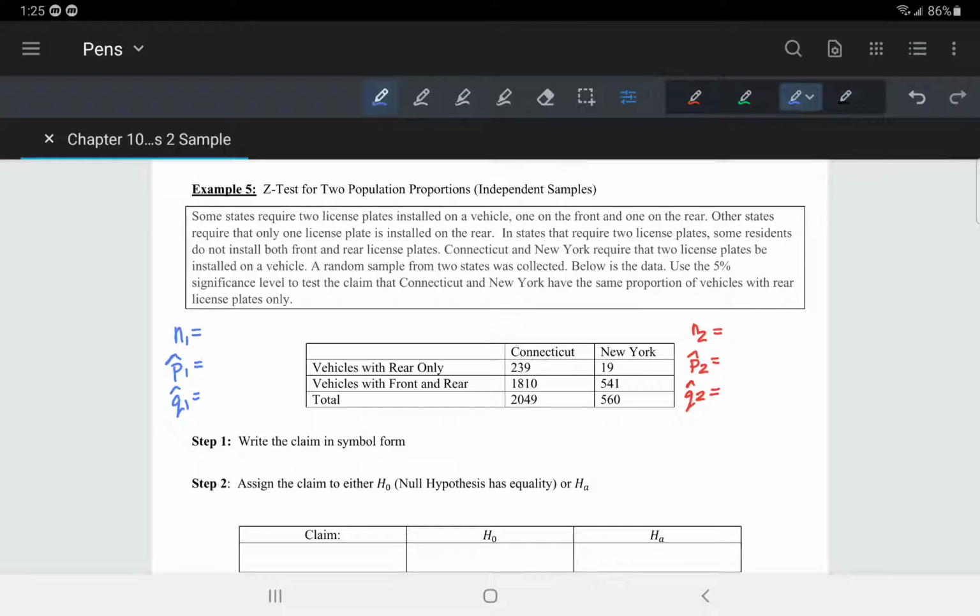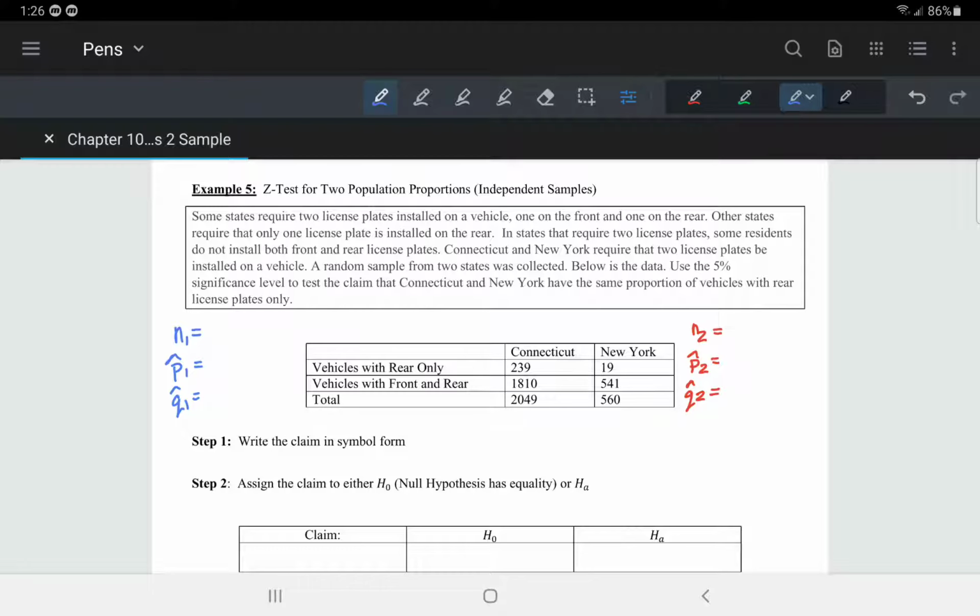Some states require 2 license plates installed on a vehicle, one in the front and one in the rear. Other states require that only 1 license plate is installed on the rear. In states that require 2 license plates, some residents do not install both the front and the rear license plates. Connecticut and New York require that 2 license plates be installed on a vehicle.